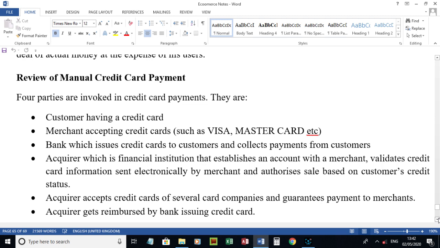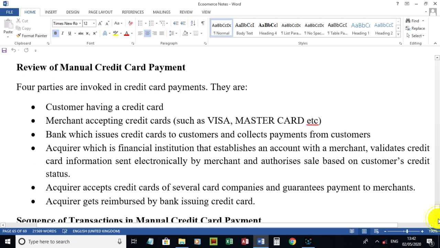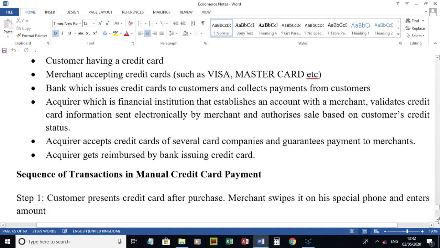Okay, credit rating, maybe the history and the amount. Am I a credit worthy entity? So we need that person. The acquirer accepts credit cards. Do you understand? The acquirer accepts credit cards of several card companies and guarantees payment for the merchant.